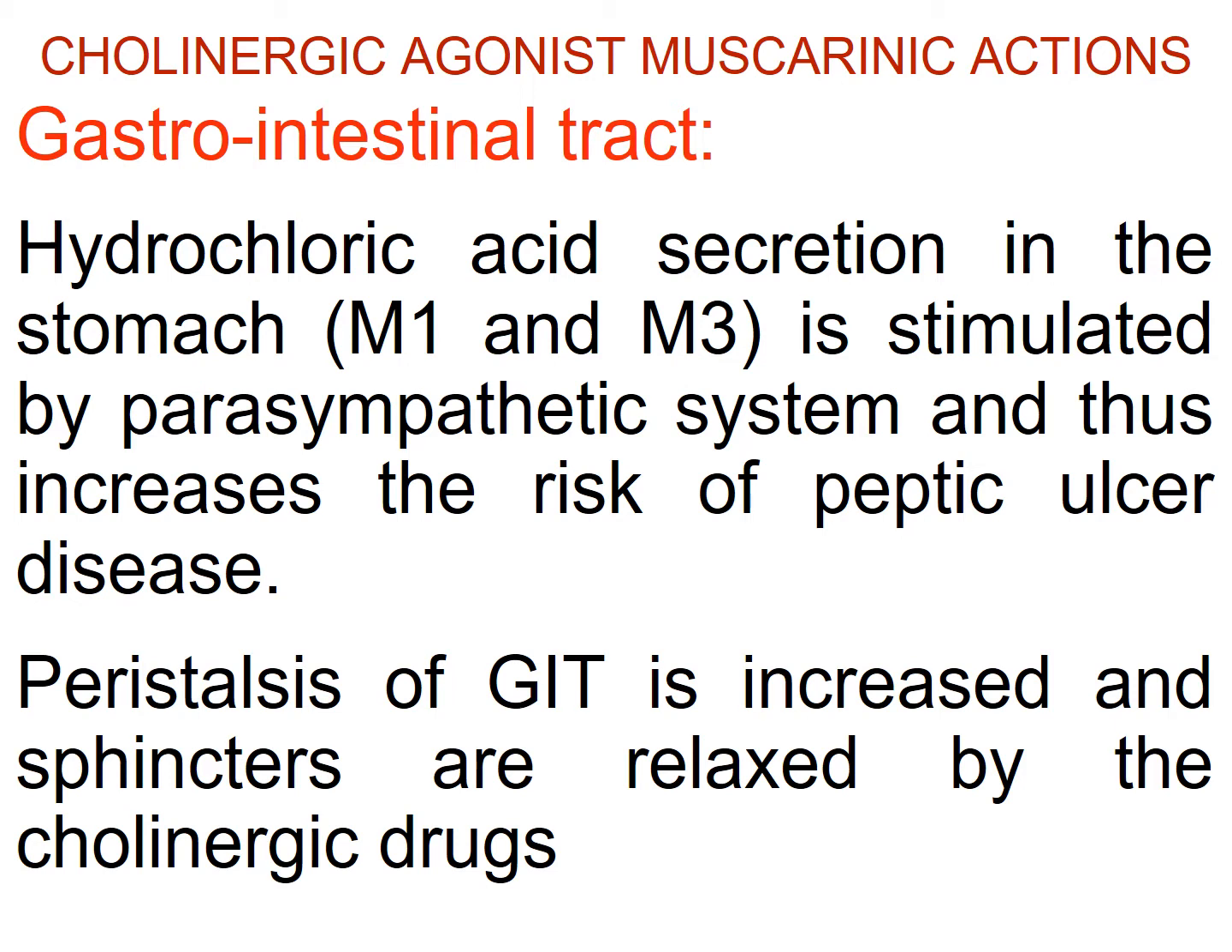The peristalsis of the GIT is also increased, and there occurs relaxation of the sphincters. So both these actions are responsible for the diarrhea and abdominal cramps seen in cholinergic stimulation.